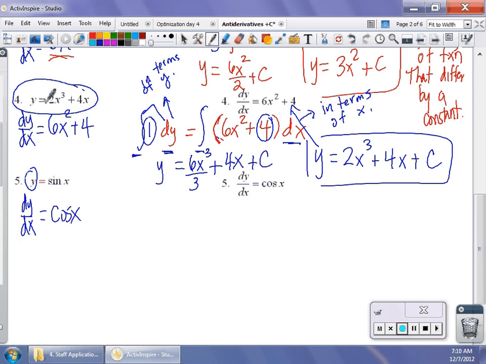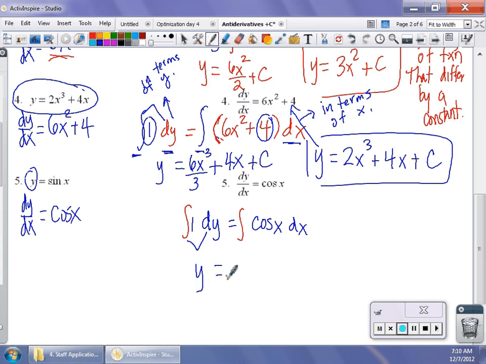Problem number 5, we're going to separate the variables, so we get our dy equal to cosine of x dx. We're going to find the antiderivative of both sides. Whatever you do to one side of an equation, you do to the other. On the left-hand side, when you find the antiderivative in terms of y, remember there's an understood 1 there, you get y.